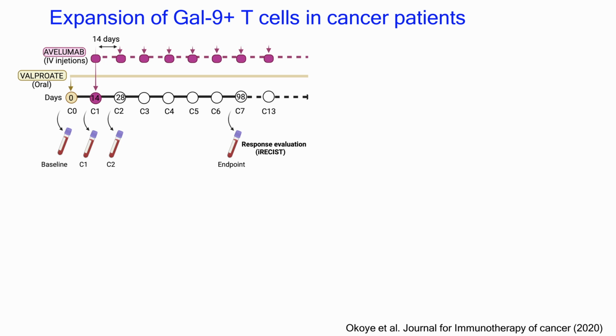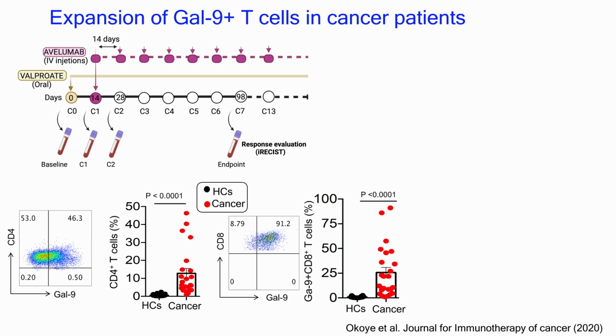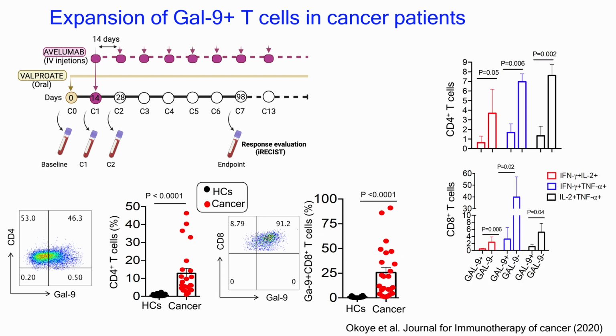in terms of treatment outcome. So we found that galectin-9 is highly upregulated in these cancer patients on their CD4 and CD8 T cells. And those T cells were like in HIV. They are exhausted in terms of cytokine production.